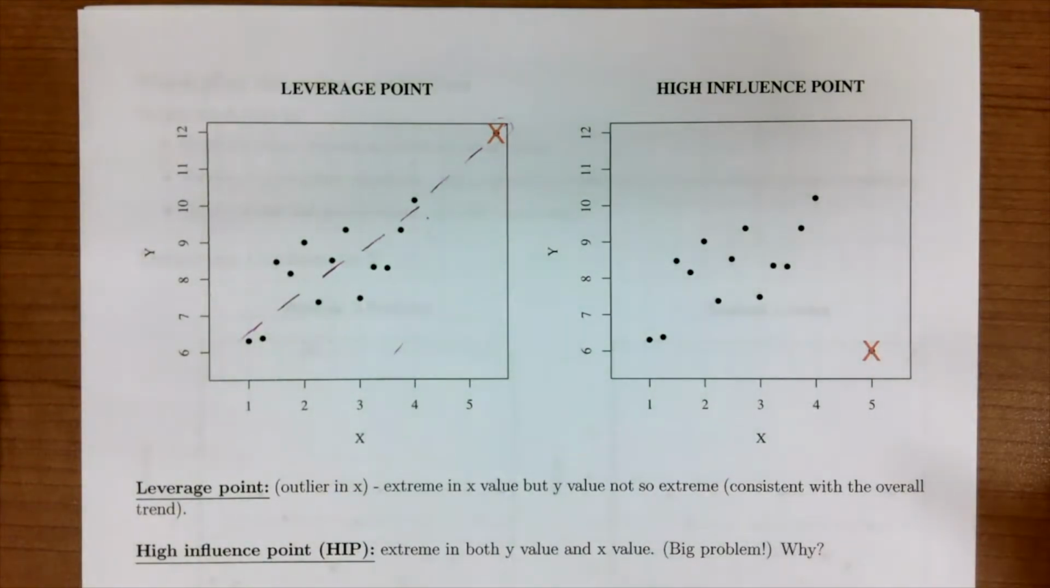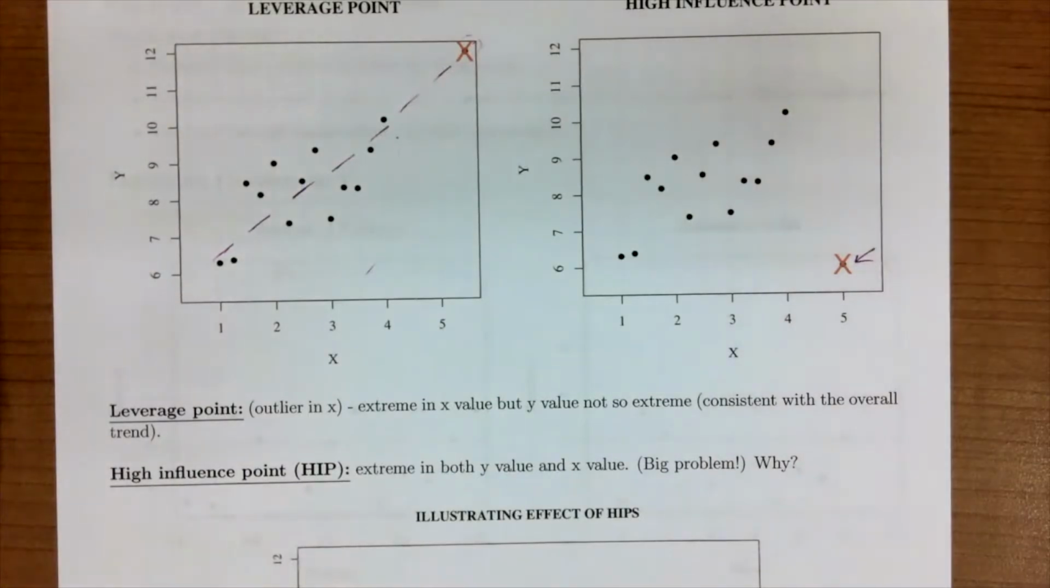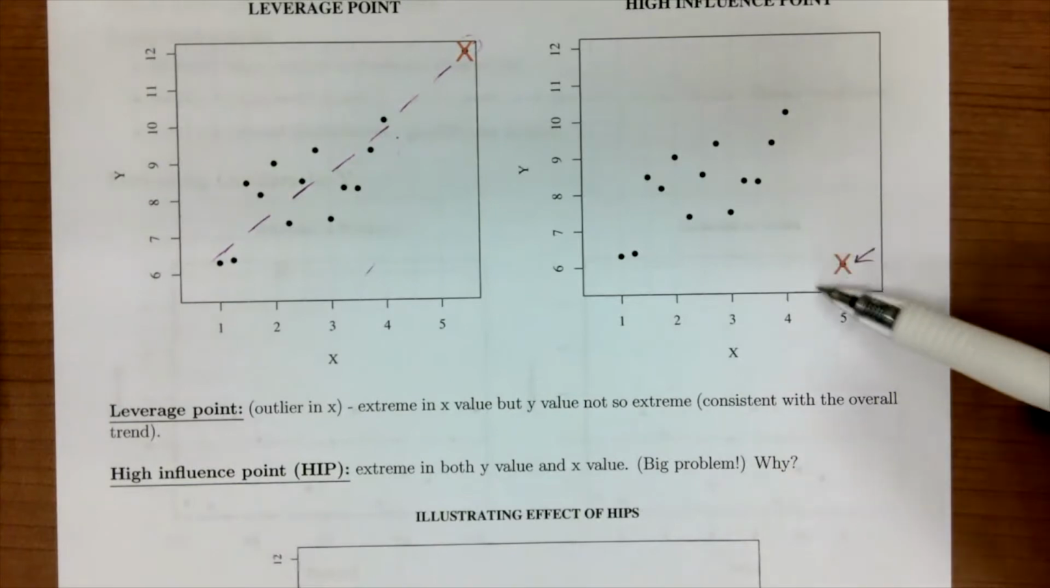The other type, which is the one that we want to be very careful about because it's going to have the most impact on our analysis, is the highly influential points. And so it's extreme in both the X and the Y. So here's our data, and then here is our highly influential point. And this is going to cause a lot of issues.